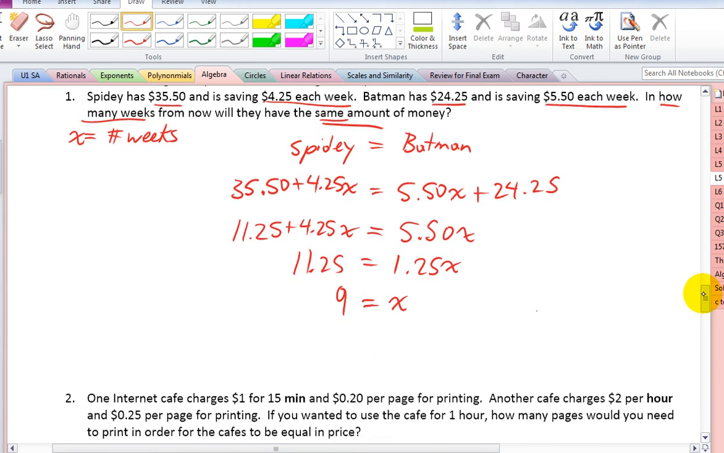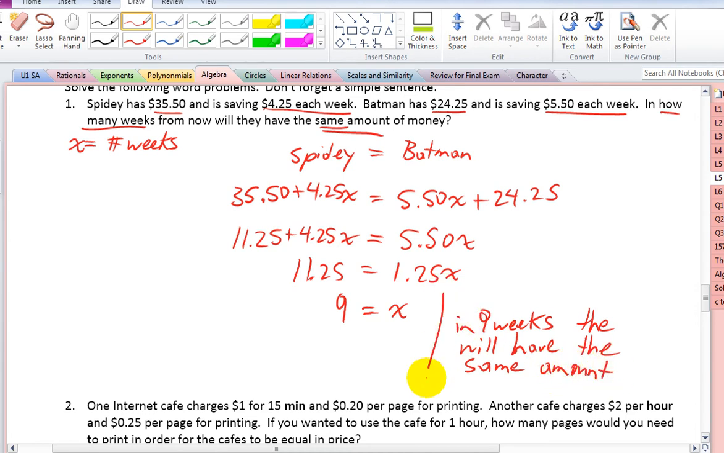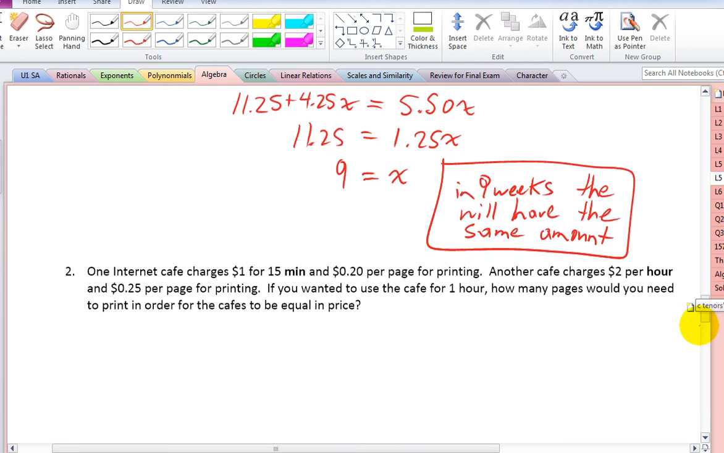So x equals 9. So what does that mean? Read the question again, please. Read the last sentence. 9 weeks. 9 weeks what? Yeah. So in 9 weeks, they will have the same amount. Okay. Good.